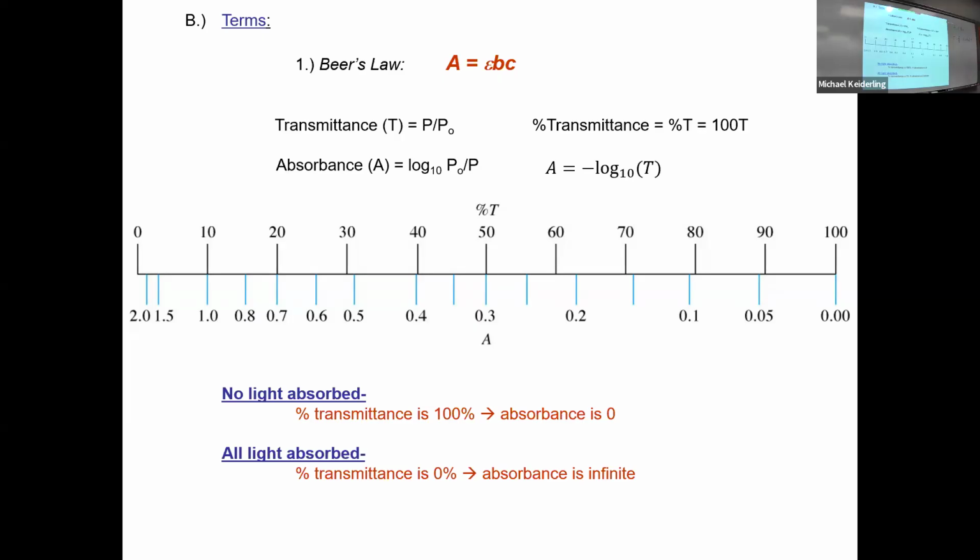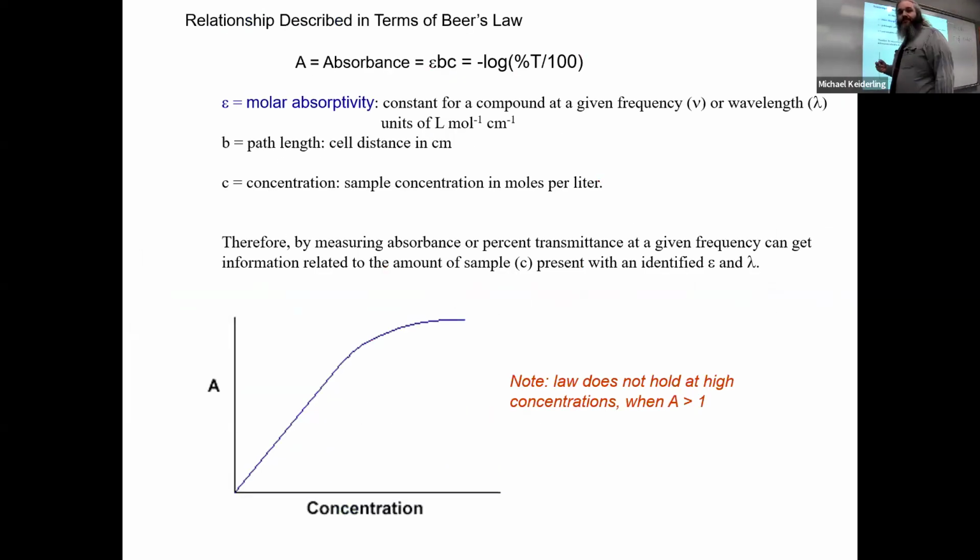So if transmittance is 100%, absorbance is 0. If transmittance is 0%, absorbance is infinity. And notice that these are flipped here. Now, for Beer's law, absorbance is epsilon BC, which means, of course, that A1 over A2 equals B1 C1 over B2 C2.